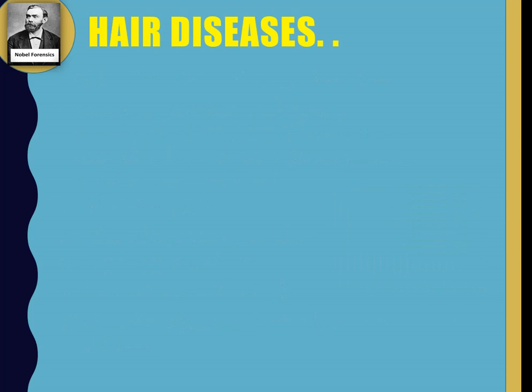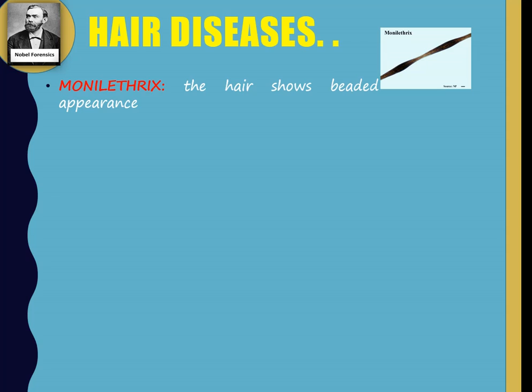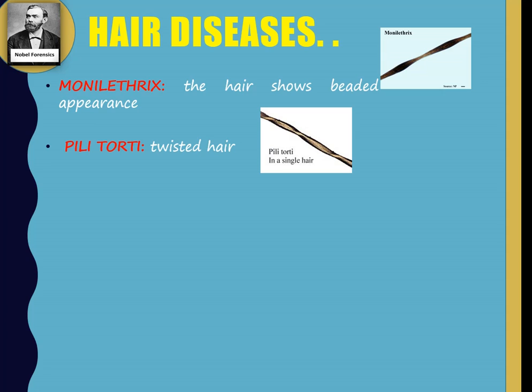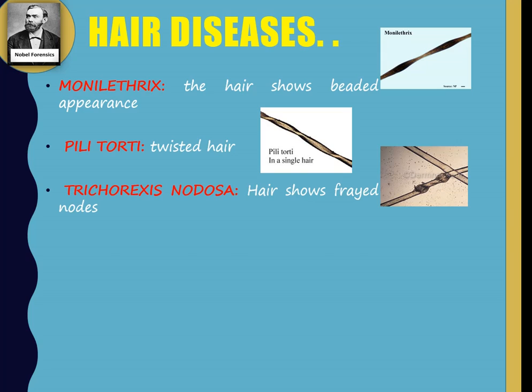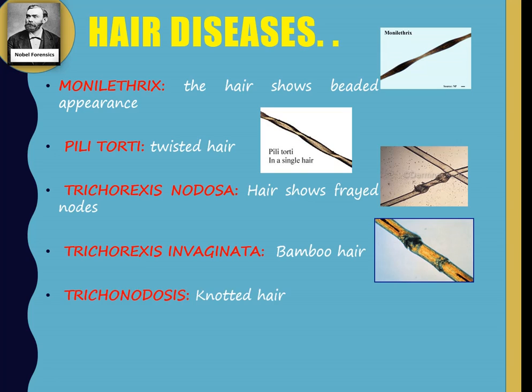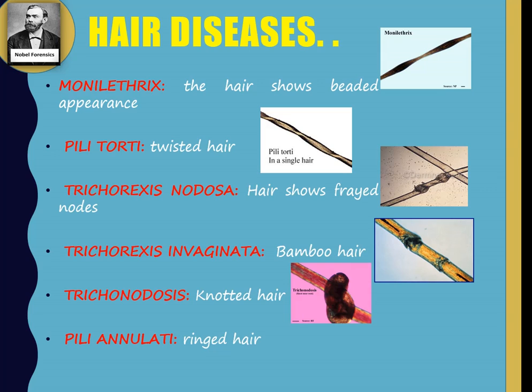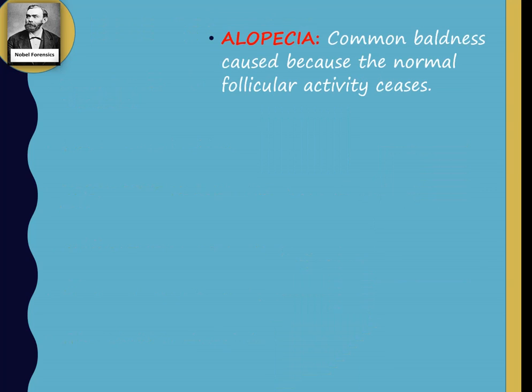Hair diseases. There are some hair diseases. I added a few diseases here. Monilethrix: the hair shows a beaded appearance. I am also adding a few diagrams for understanding purposes. And pili torti, twisted hair. Then trichorrhexis nodosa: hair shows frayed nodes. Trichorrhexis invaginata: it looks like bamboo hair. Then trichonodosis, knotted hair. And pili annulati, ringed hair. These are a few hair diseases, and next we are going to a few other terminologies of hair, like alopecia.